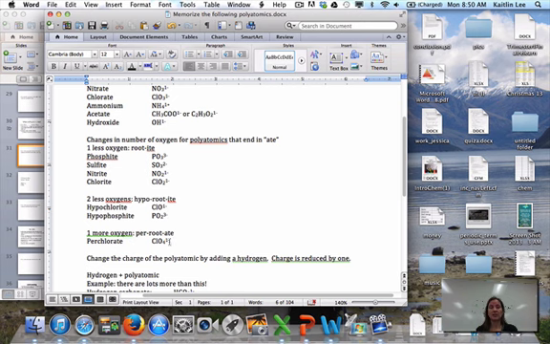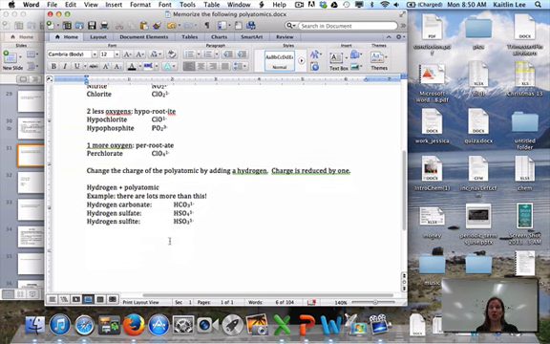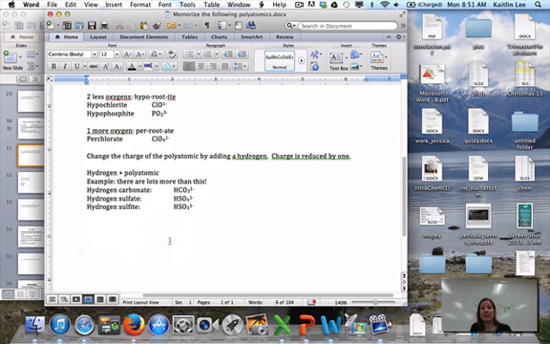In all of these cases, you can see that the charge on the polyatomic ion stays the same. Whether you take away an oxygen or add an oxygen, the charge will be consistent. If you change the charge, the way we do that is by adding a hydrogen.